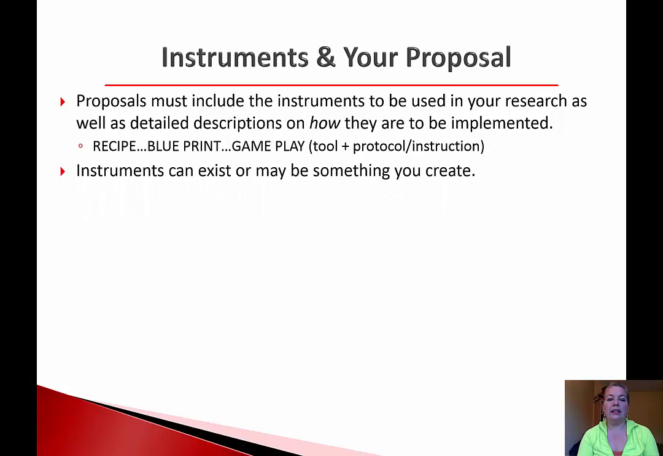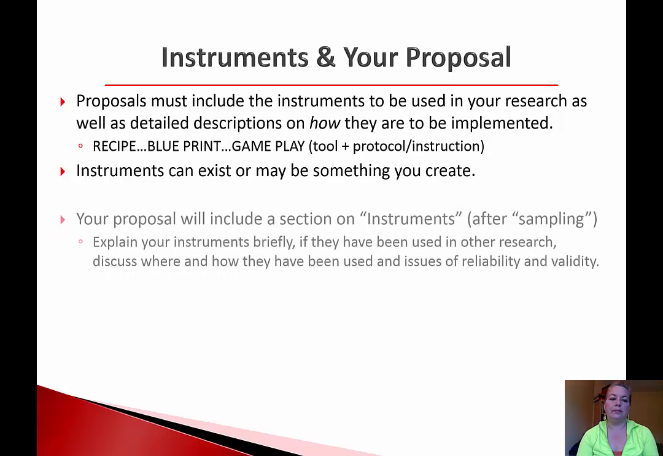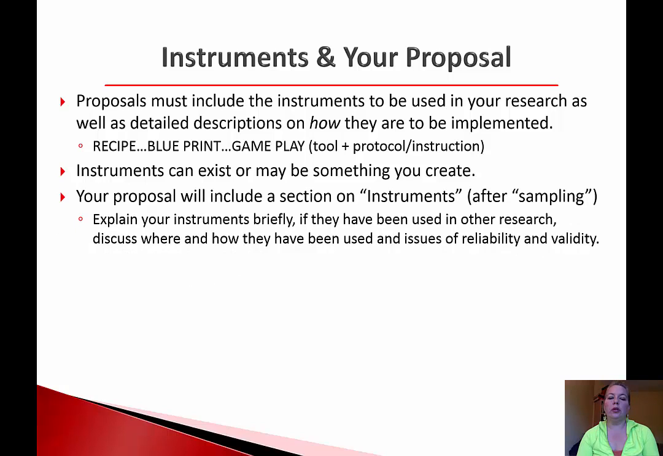Instruments can already exist, or may be something you create. If they're out there being used, and they make sense in your research, then you would just provide the instrument that's already being used because you intend to use that. Maybe you're using a combination of instruments that exist and also instruments that you create. Your proposal will include a section on instruments in Chapter 3 after your sampling section.